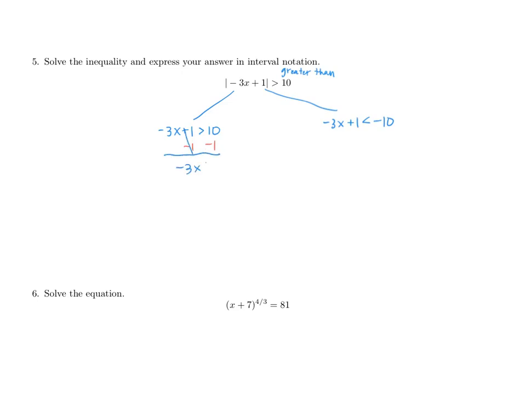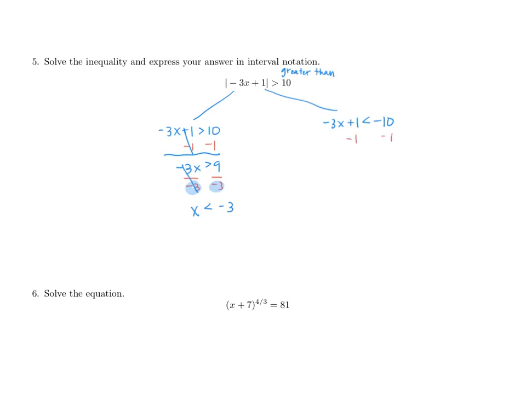We get negative 3x is greater than 9. Divide by negative 3. Okay, now here you need to make sure you remember when you divide by a negative, you always flip the inequality symbol. It always changes the relationship between the two sides. So this is now going to be x is less than negative 3. Okay, so again, we flipped the inequality symbol because we divided by a negative. When you multiply or divide by a negative, it changes the direction of your inequality symbol.